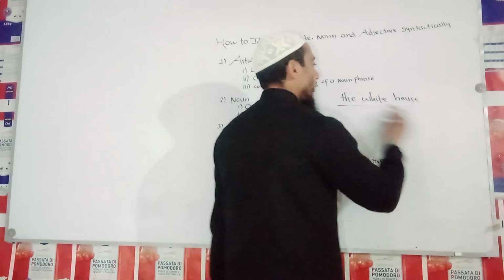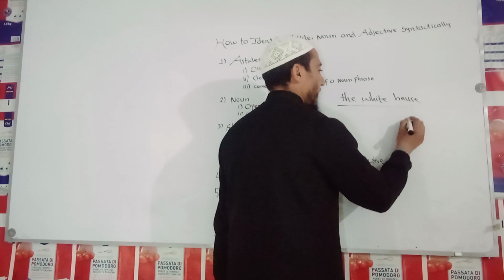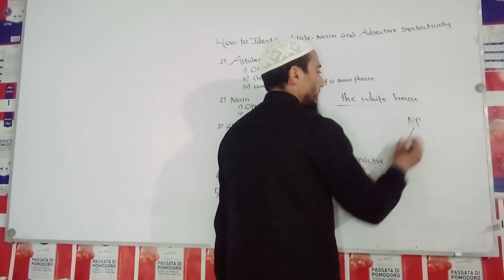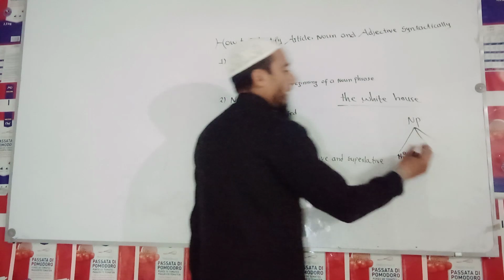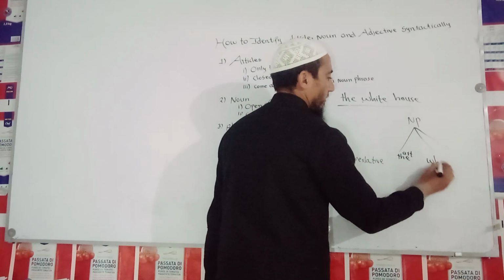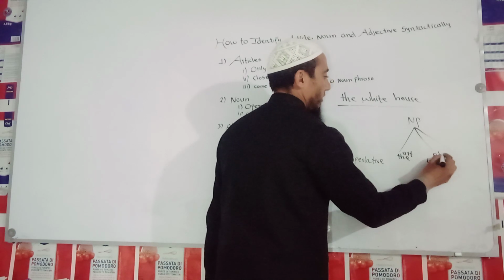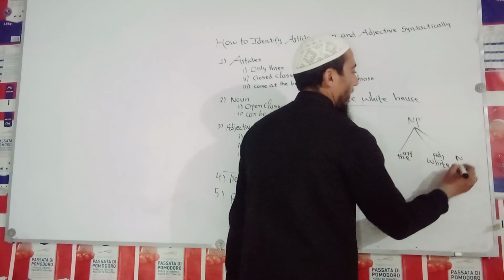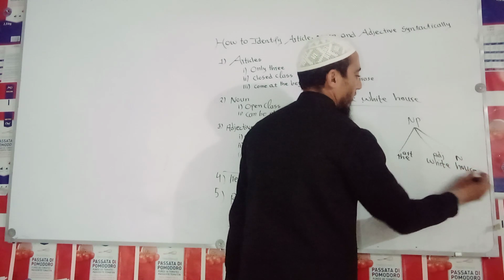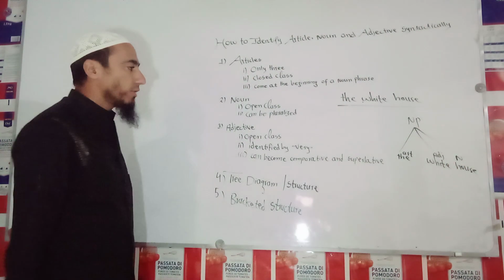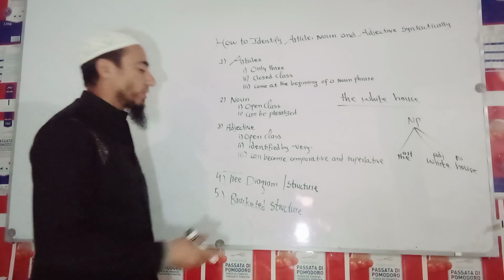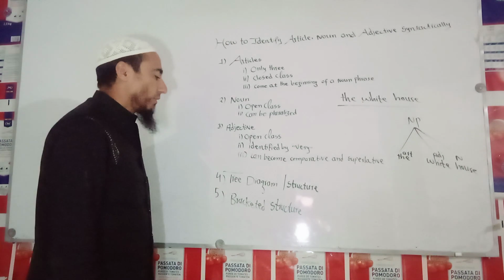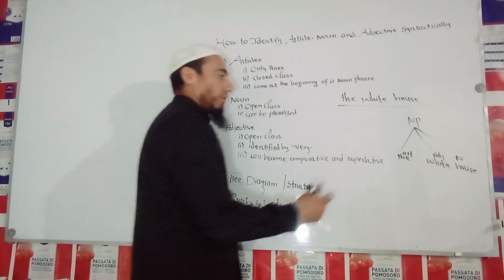For example, the White House can be written in this way: NP. So that is the article, ART, and white, that is an adjective, and house, that is a noun. So this is the tree diagram structure you can see. However, if you also want to draw another structure, which we call the bracketed structure, so this is another way.